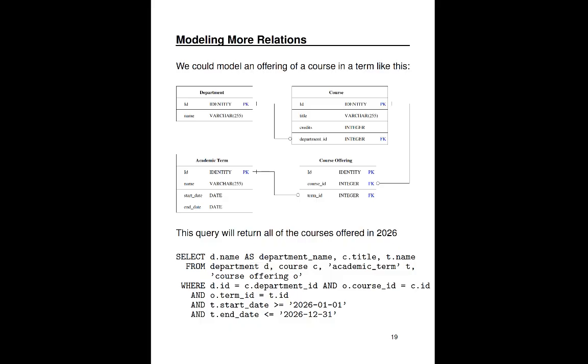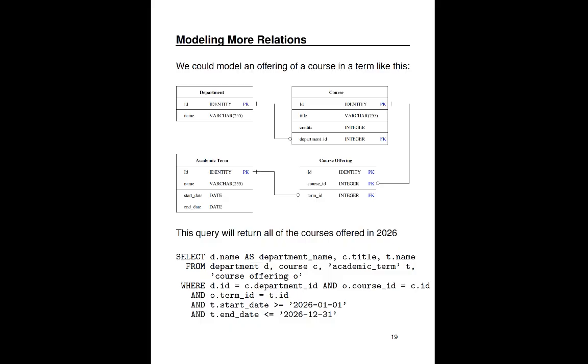Here's where you use primary keys and foreign keys. In the course offering table, each offering itself has an ID, and really all that row is, is a course ID, which is a foreign key to the course table, and a term ID, which is a foreign key to the academic term table, put together.